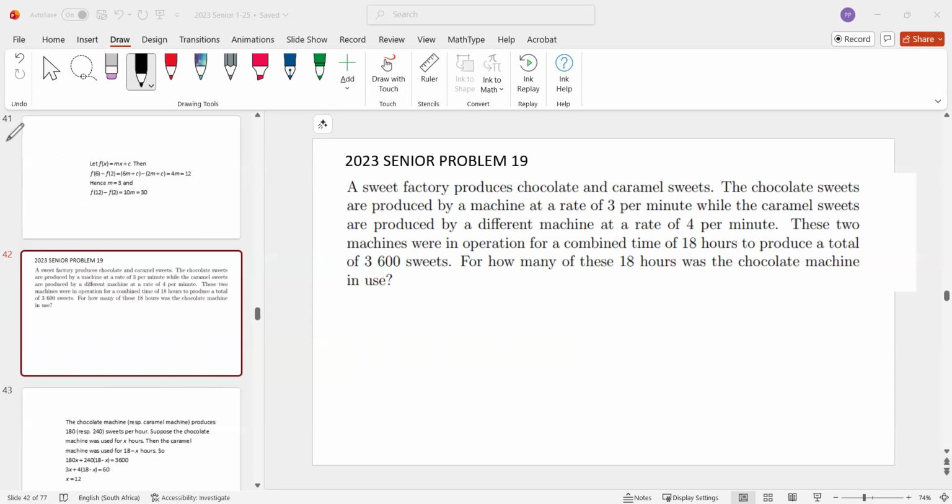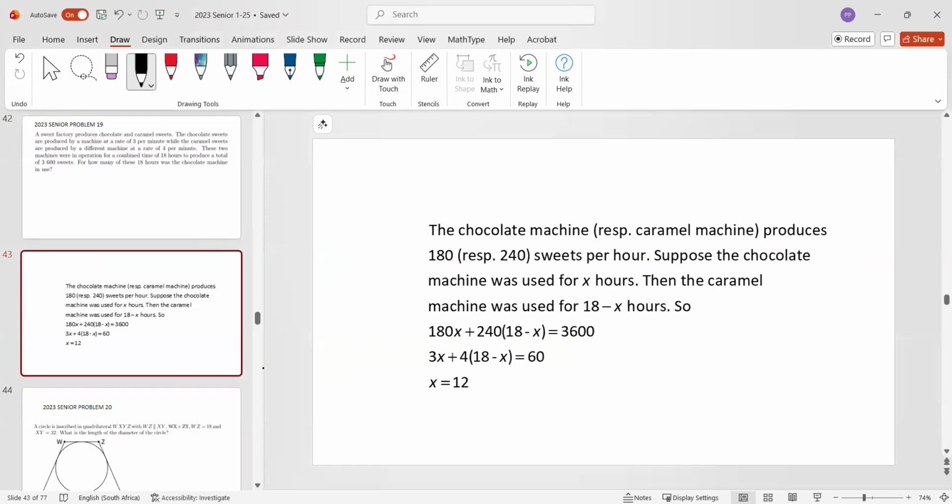But first, let me check to see. All right, so I show you this picture so that in case you did not understand my words, you can see there's a detailed explanation for that. Now let's just do problem number 20.